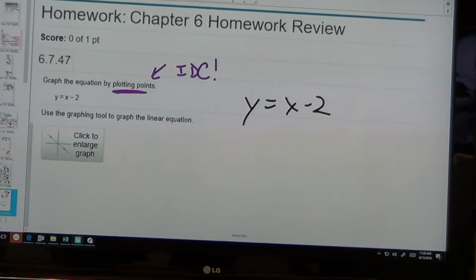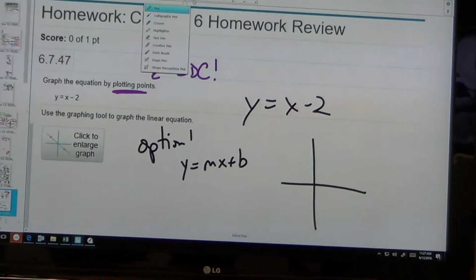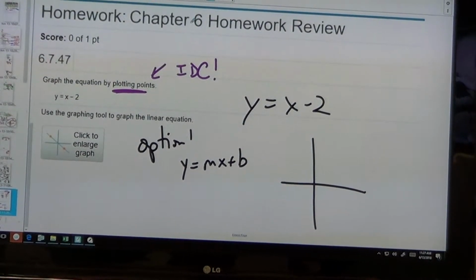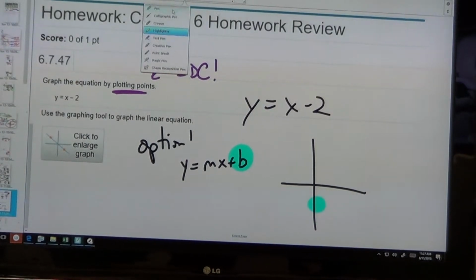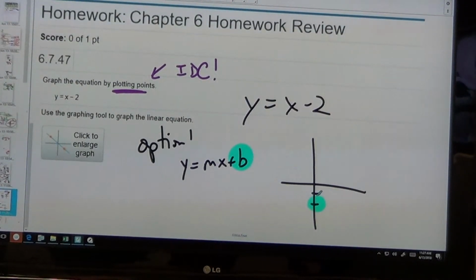Okay, so what I'm hearing as your option number 1 is to do the y equals mx plus b. Which means we need to find the b. In this case, what is my b? -2. So -2 is my b.